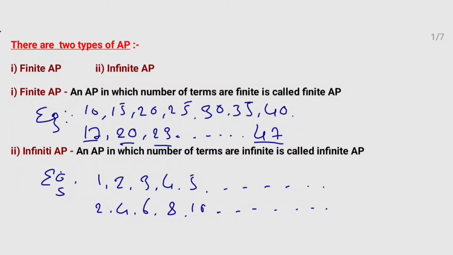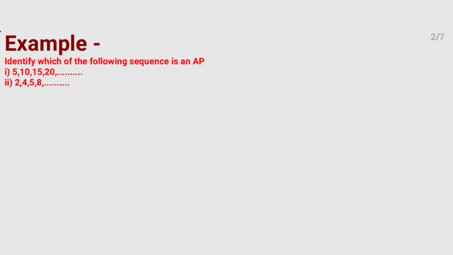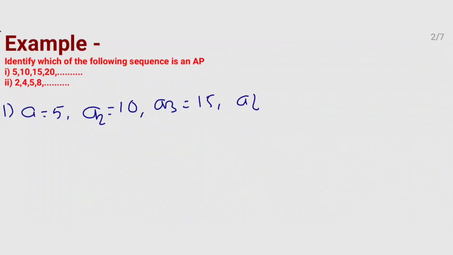Is it clear? So take one example. Identify which of the following sequences is an AP. The first one they have given here is 5, 10, 15, 20, and so on. So the first term A1 is 5, A2 is 10, A3 is 15 and A4 is 20.